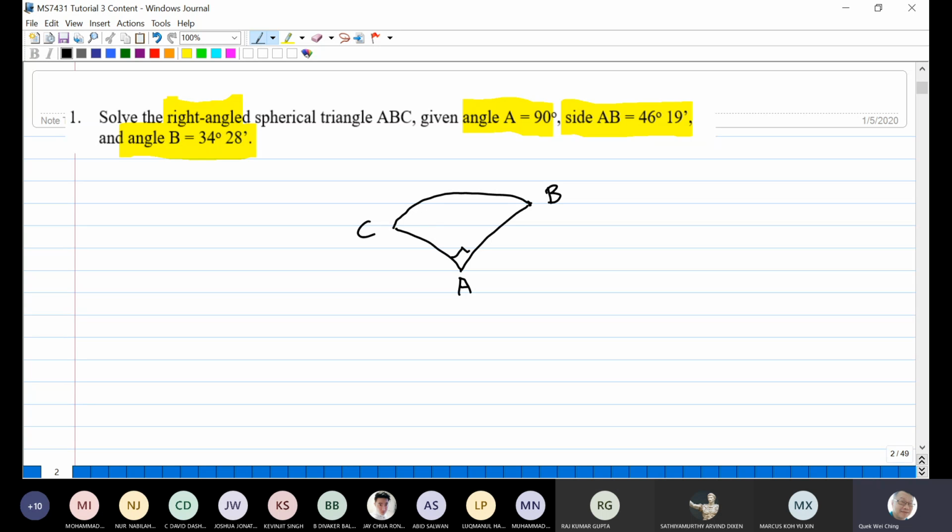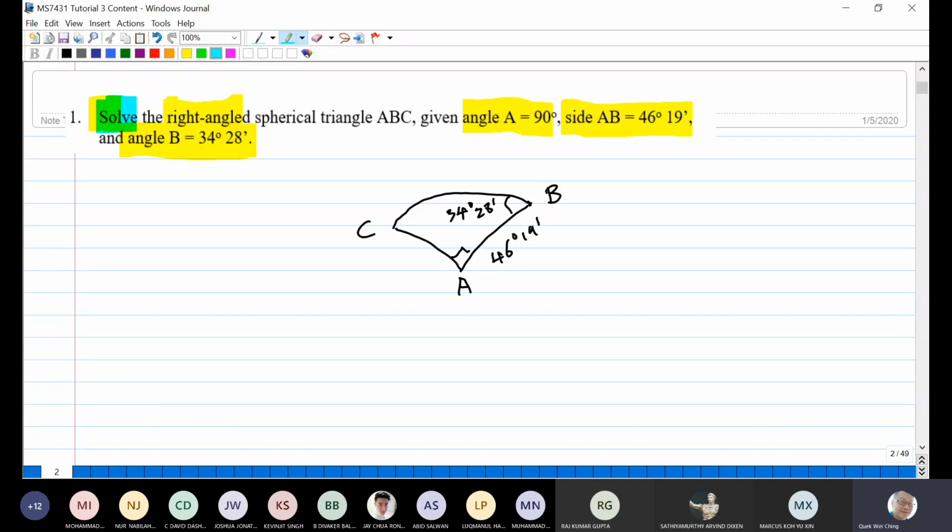Remember, these are parts of a great circle. The angle A is 90 degrees. Side AB is 46 degrees 90 minutes. And angle B is 34 degrees 28 minutes. What we are going to do is solve this spherical triangle. Solving this spherical triangle means finding the rest: what is angle C, what is AC, what is BC. This is what we want.